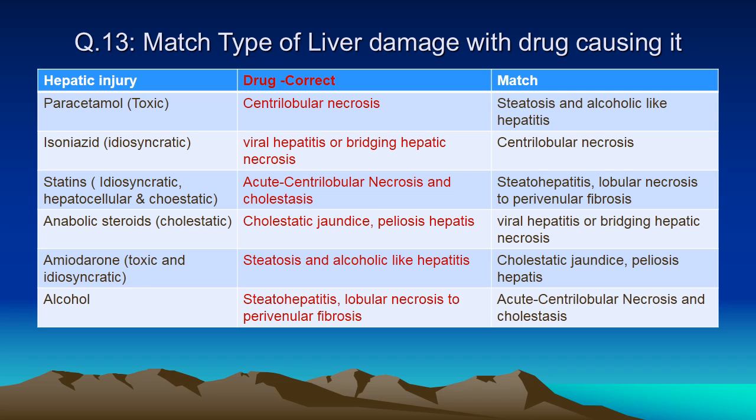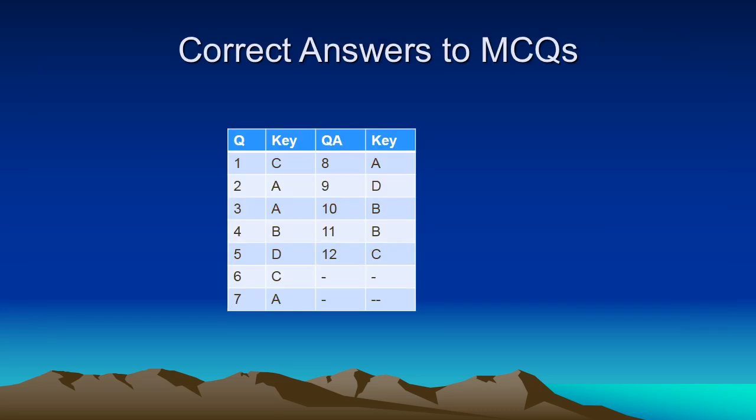Amiodarone may cause steatosis and alcohol-like hepatitis, and alcohol is a well-known hepatotoxin and may produce a variety of manifestations due to steatosis, steatohepatitis, lobular necrosis to perivenular fibrosis, and ultimately cirrhosis. So this was the key.